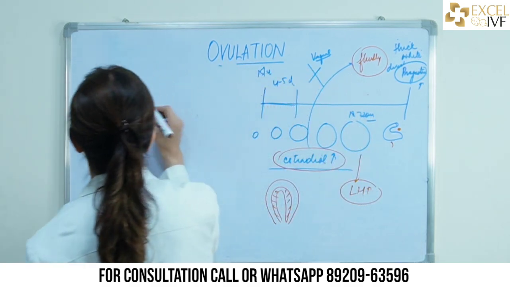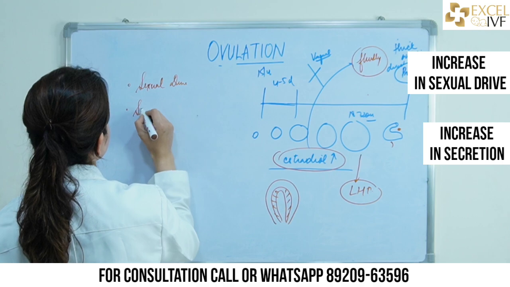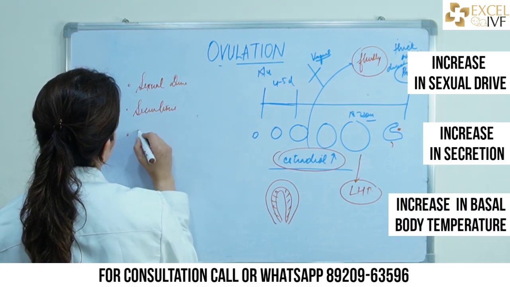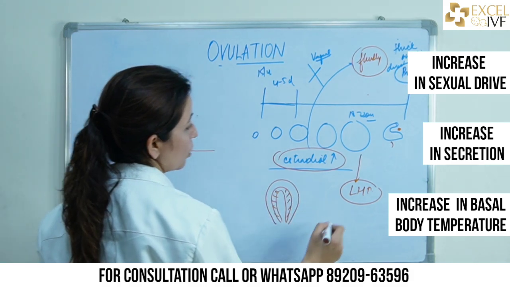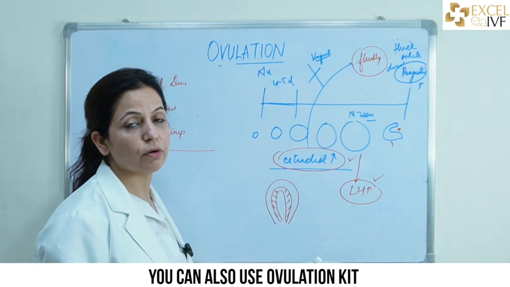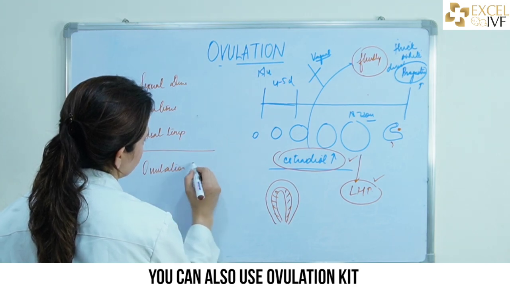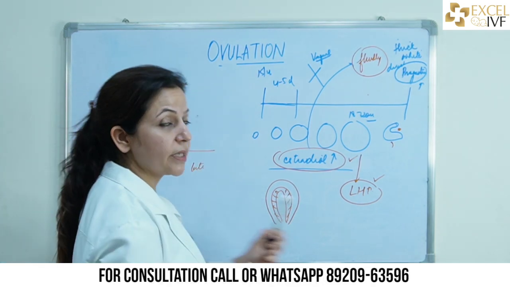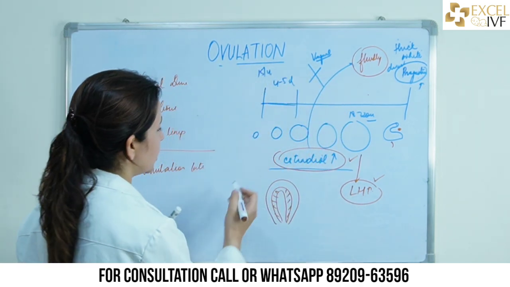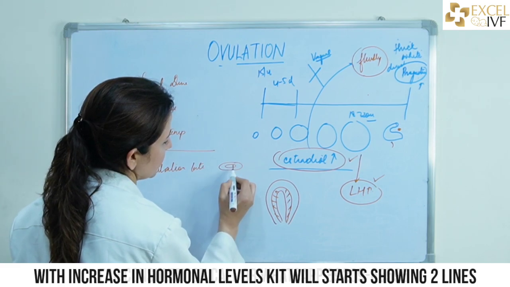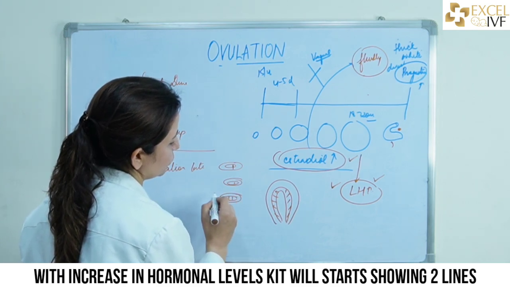If I have to enumerate, I can put it: increased sexual drive, your secretions, basal temperature, and we can also quantify these hormones by means of kits that are available. So ovulation kits, these are just like pregnancy kits. And in a 28-day cycle, we advise our couples to start using them from the 10th day of the cycle. The ovulation kit would initially show you a negative line, and later, as the hormone rises, the kit will start to show you a faint positive to a dark positive line.